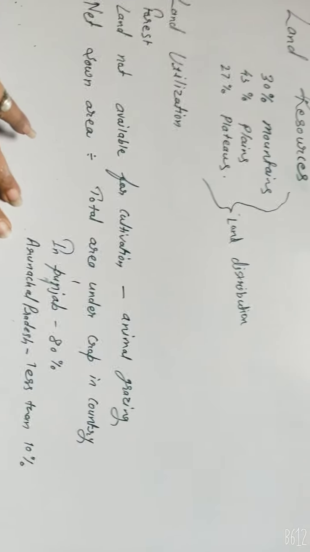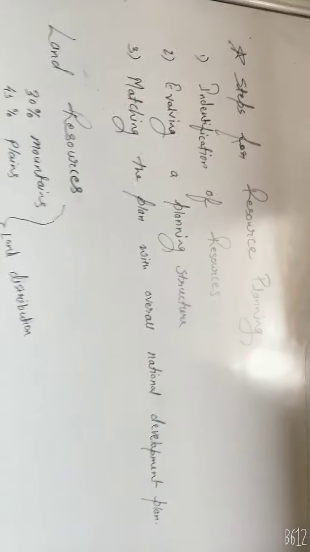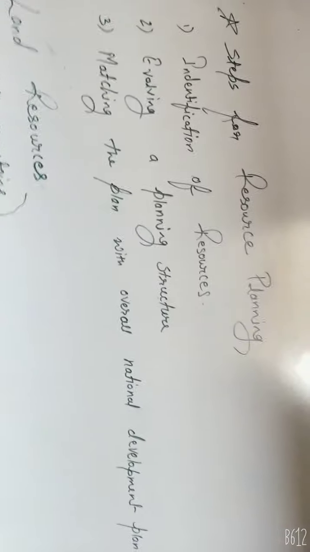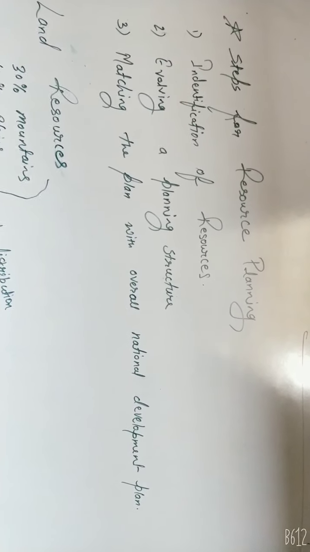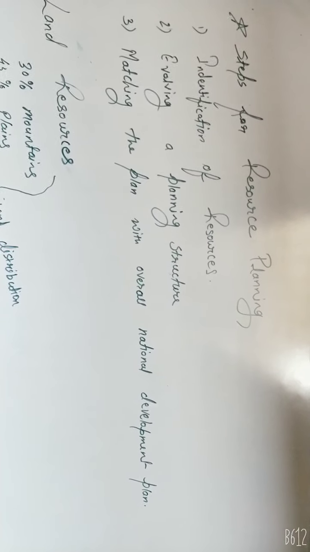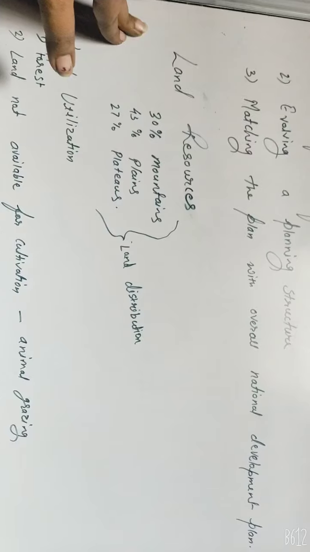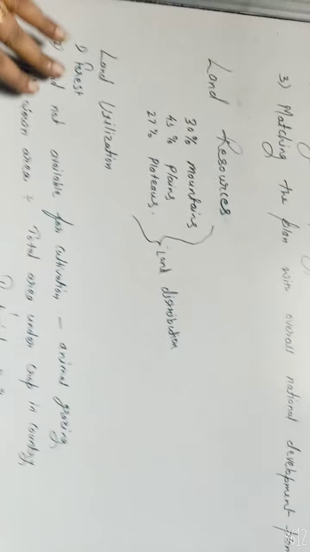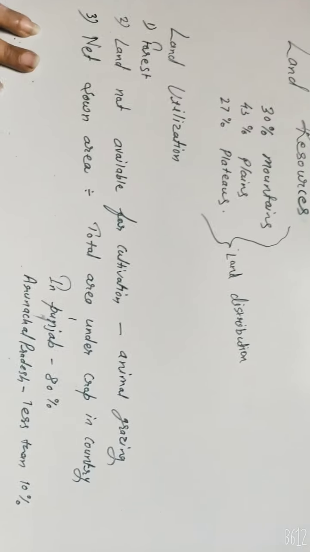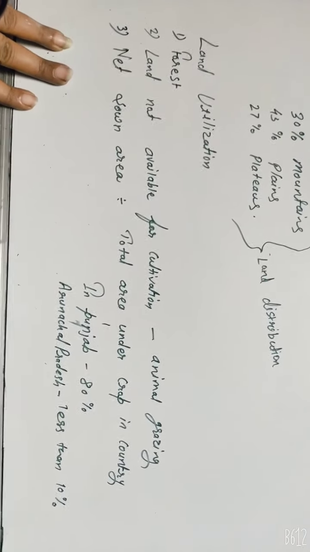So today what we have seen: steps for resource planning. In that, identification of resources, evolving the planning structure, matching the plan with the overall national development plan. Then land resource, we have seen how land distribution is in India. Then land utilization, how the land is utilized.